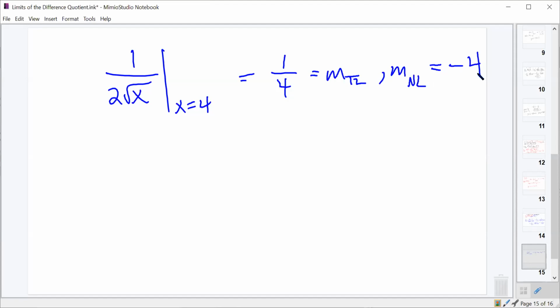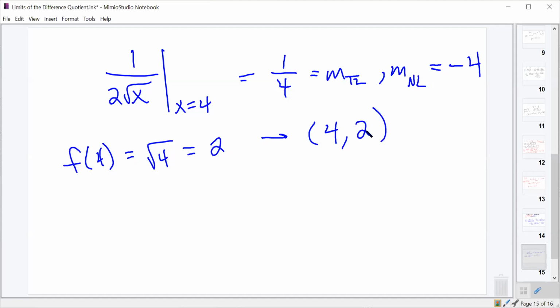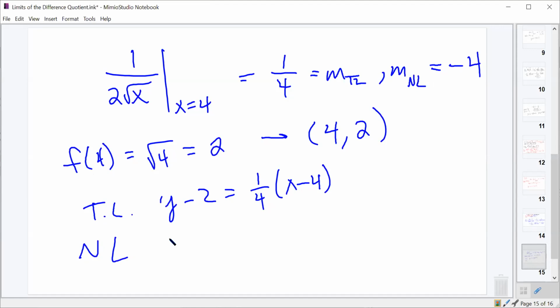And then we also need to find what is f of 4. That's just the square root of 4, which is 2. So we're dealing with the point 4, comma 2. So our tangent line should be y minus 2 equals 1/4 of x minus 4. And our normal line should be y minus 2 equals -4 times x minus 4. Everybody good there?